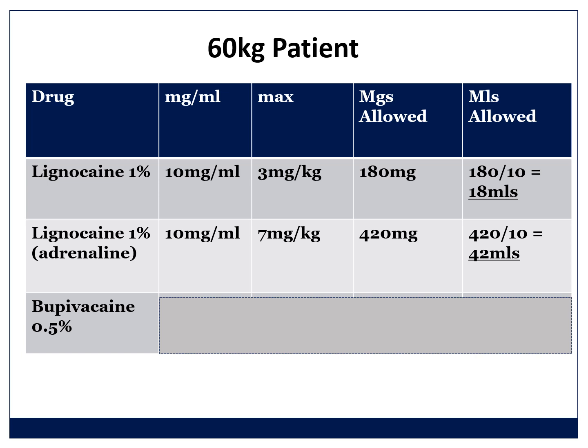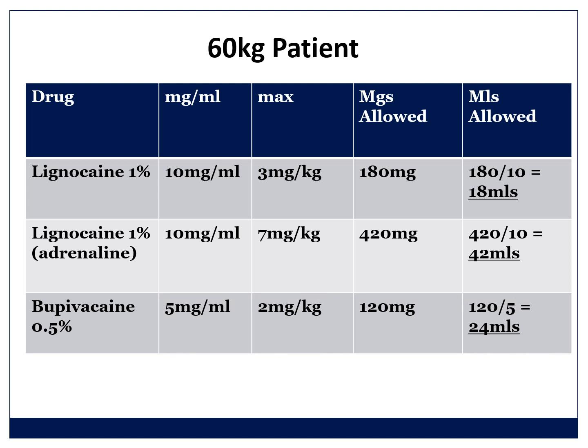And lastly, bupivacaine is a 0.5% solution. That means that 0.5 times 10 gives me 5 milligrams per mil. I'm allowed 2 milligrams per kilogram, so 2 times 60 gives me 120 milligrams. And if I divide that by 5, because that's what's in each mil, I get 24 mils. So I can give that 60 kilogram patient 24 mils of 0.5% bupivacaine. That's the basic calculation, and I advise you to do that as often as you can, because then it'll just settle.